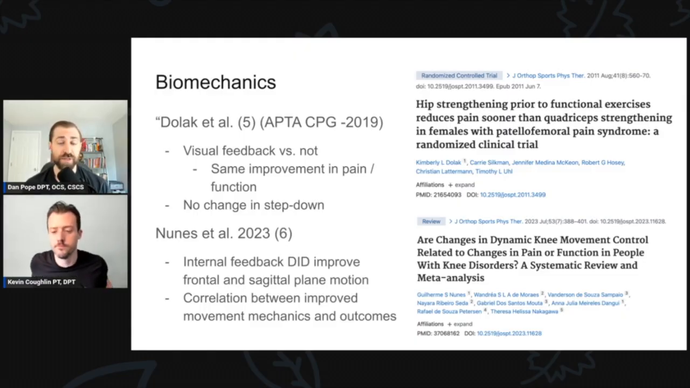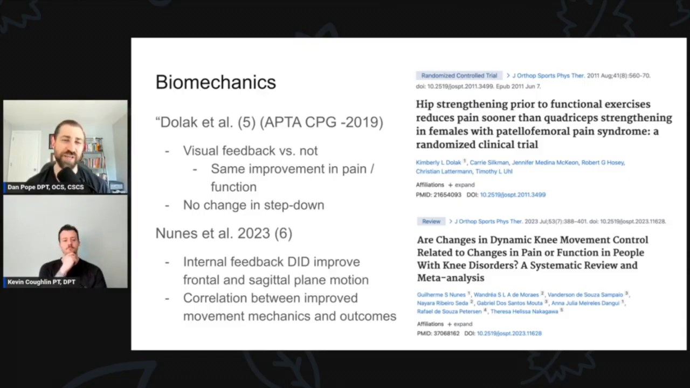Why is this? It was from this study from Dolak et al., which was from 2011, called Hip Strengthening Prior to Functional Exercises Reduces Pain Sooner Than Quadriceps Strengthening in Females with Patellofemoral Pain, a Randomized Controlled Trial. So the first thing on top of my head, this is in females, so it's not in everyone, right? So you don't really know if that's going to be relevant to every single patient that comes through the door. The study didn't even seek to come to this conclusion, although the clinical practice guideline used this study to come to the conclusion.